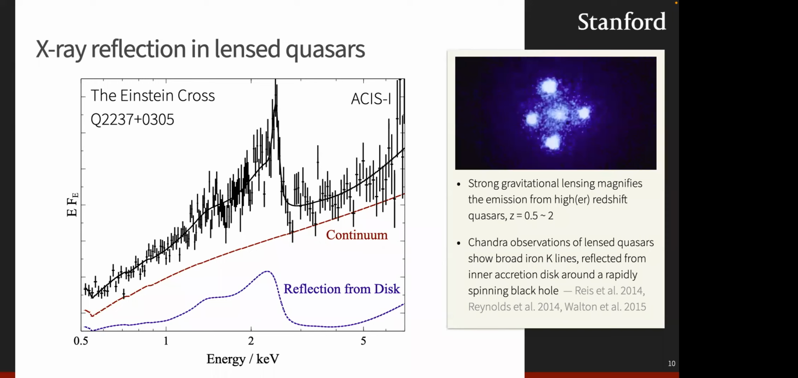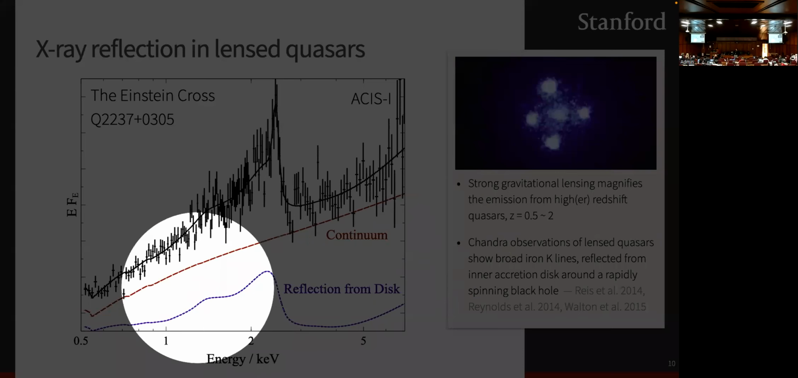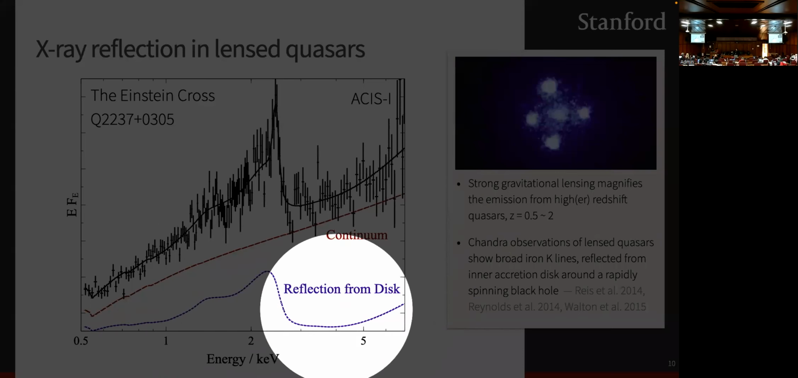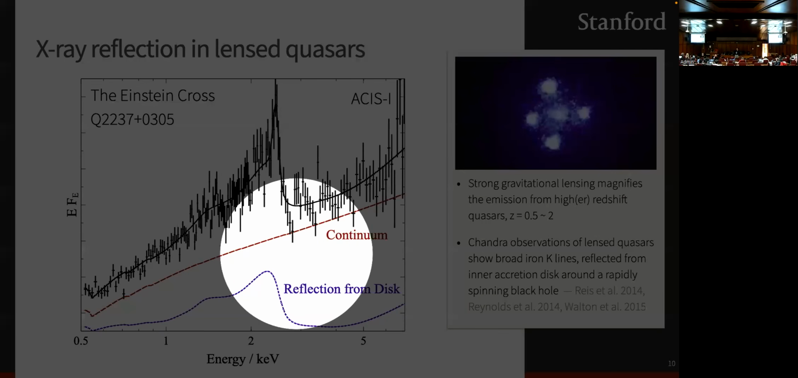And with the superb angular resolution around this galaxy, we get not one magnified image of the quasar, but 4. The magnification means our quasar now becomes bright enough for Chandra to get a high quality spectrum. And what we can see is, just like those nearby AGN, we can model the spectrum with a continuum, a power law, and then a broad iron K line in a reflection spectrum from the inner accretion disk.